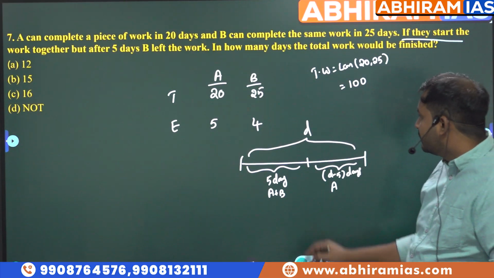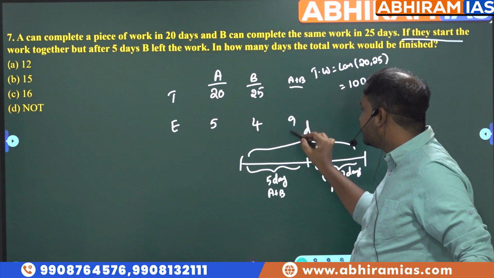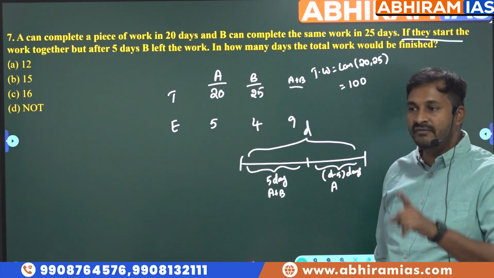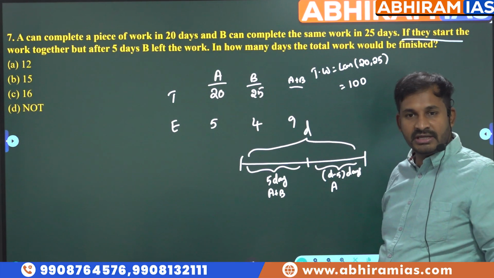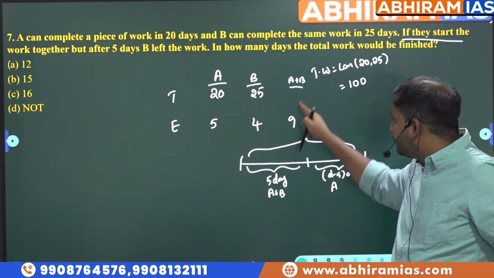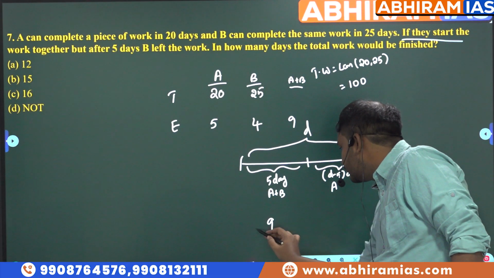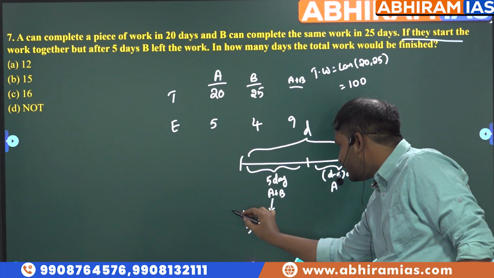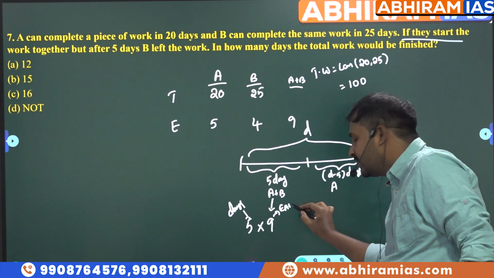D minus 5 days. What is the combined efficiency of A and B here? 9. That means in one day A and B together can do 9 work. They worked for how many days? 5 days. So, 5 into 9. These are days, and this is the combined efficiency of A and B.